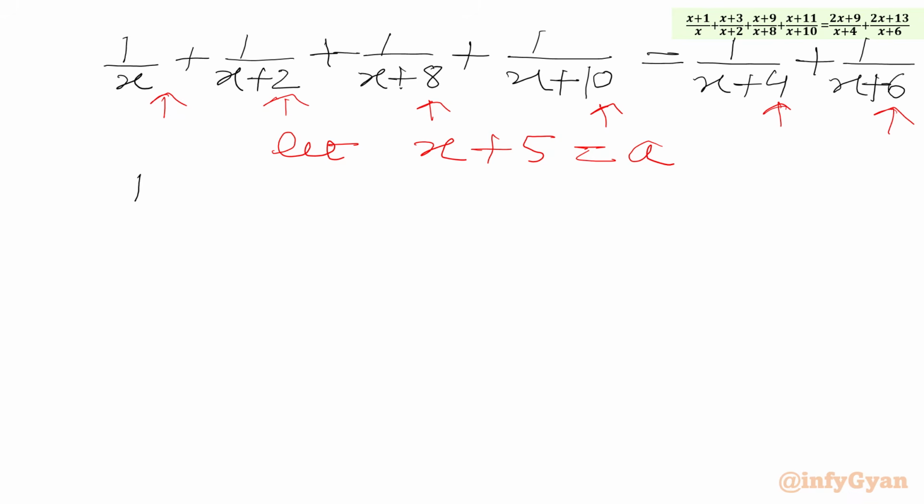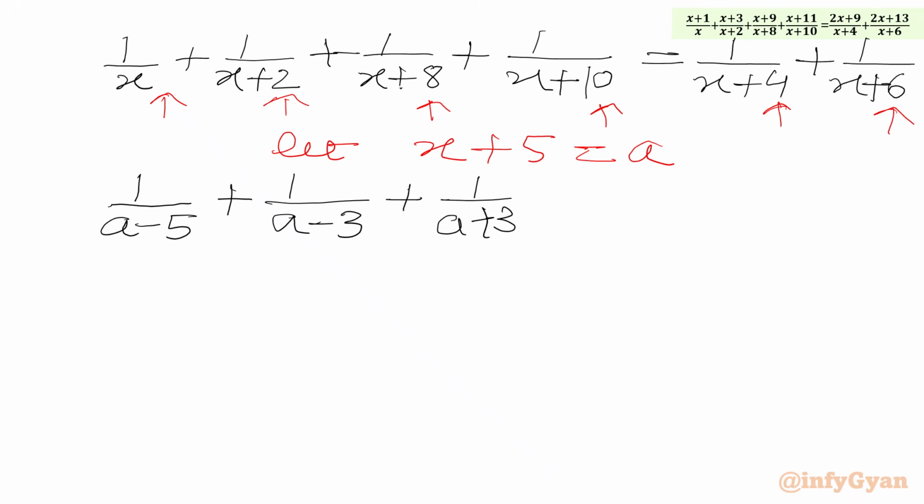I will write 1 over x. x is a minus 5, so 1 over a minus 5, plus 1 over x plus 2, which we write as 1 over a minus 3, plus 1 over x plus 8, which we write as 1 over a plus 3. Then we have 1 over x plus 10, which we write as 1 over a plus 5. In the RHS, 1 over x plus 4 we write as 1 over a minus 1. Then 1 over x plus 6 will be equal to 1 over a plus 1.